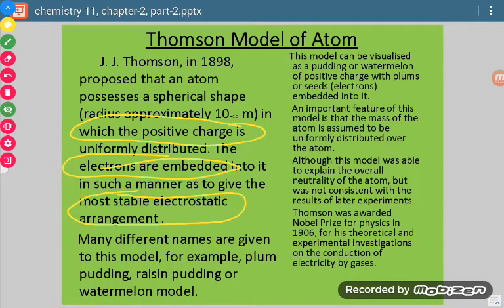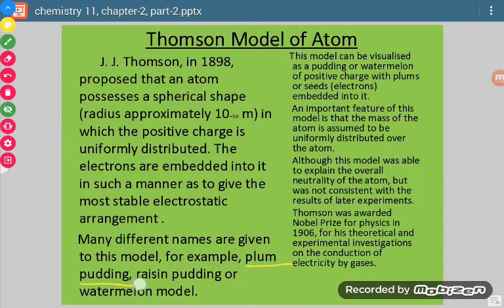Now, on the basis of this structure, different names are given to this model. The first name was plum pudding model of an atom, or raisin pudding model, or watermelon model of an atom. Just like in a watermelon, that red portion represents the whole sphere in which positive charge is distributed, whereas the black seeds represent electrons which are at fixed positions.